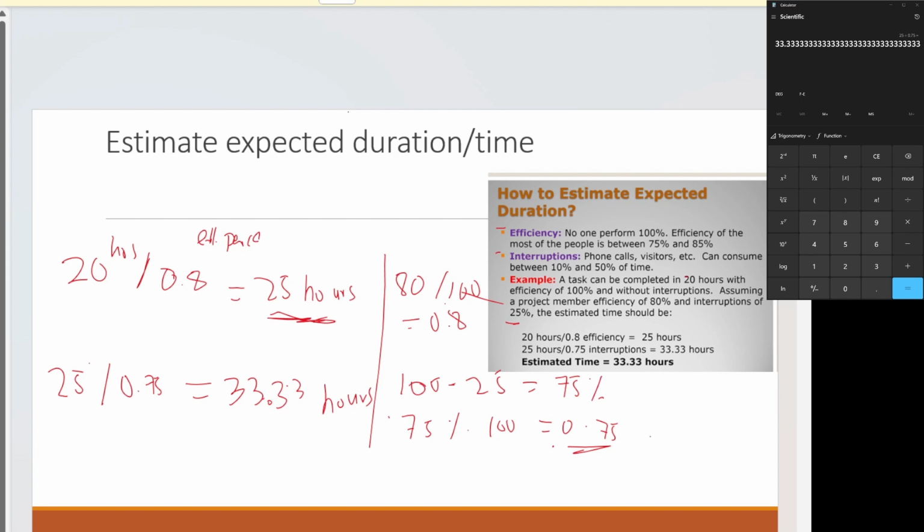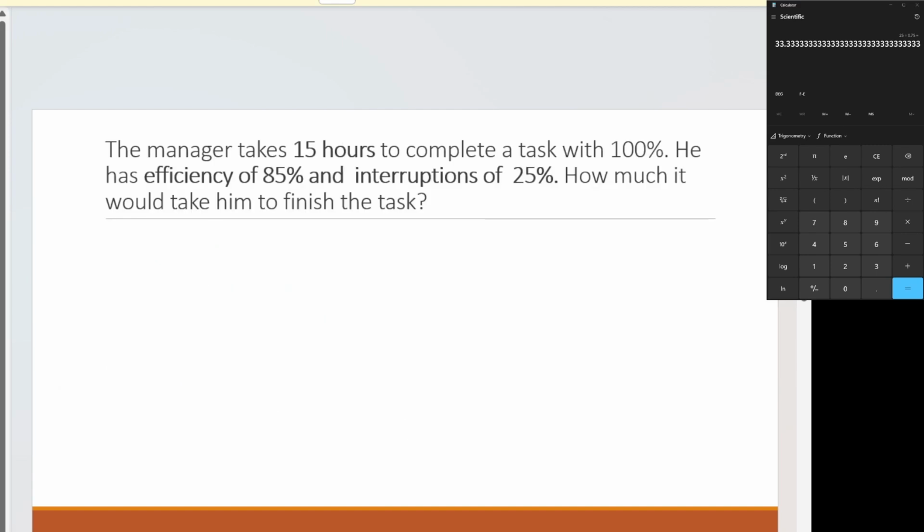Let's look at another example so we can get a better idea of how to calculate it. First, we always look at how many hours it would take to do the task and divide it by the efficiency of the person. It's 15 hours to do the task with efficiency of 100%. So 15, and efficiency is 85, so divided by 0.85. Let's calculate. 15 divided by 0.85. It would take them 17.64 hours.